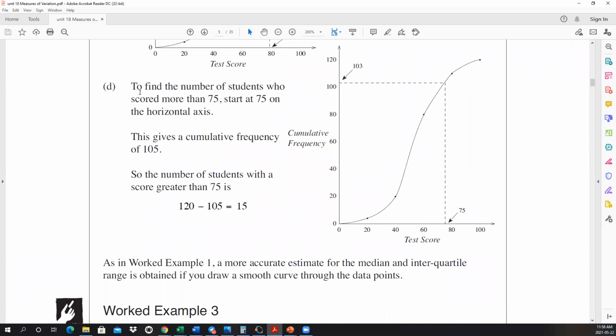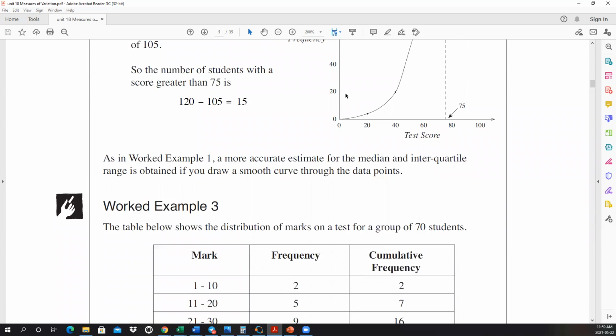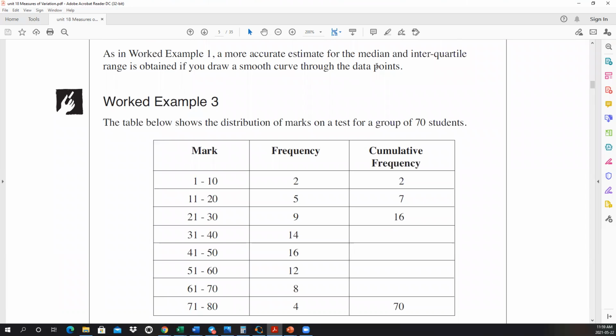All right. So to find the number of students who scored more than 75, start at 75. Right. So you start at 75, you go up and cut across. This gives a cumulative frequency of 105. So the number of students that scored greater than 75 is 15. So I think I got 14, 15, so 15, right? So it just says do the thing properly. So even though they represent 103 here, which is wrong, they're not agreeing. I don't know what happened. They're not agreeing with what they're saying. But it's about 15, 14.